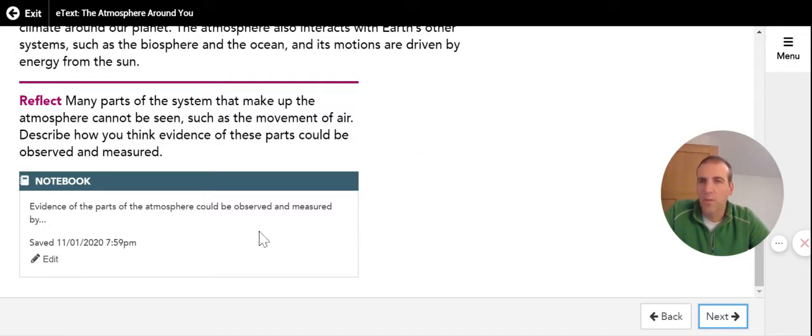And so you could start that with a sentence, something like this. Evidence of the parts of the atmosphere could be observed and measured by. And then you would need to finish that sentence by listing some ways that you think the parts of the atmosphere that we can't see can be observed or measured by scientists that are studying the atmosphere. Once you've finished that question, we'll continue on to the next slide.